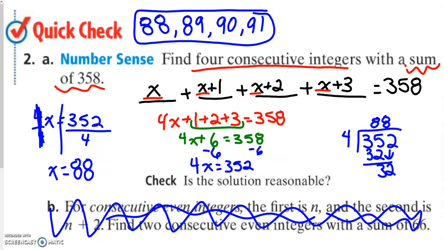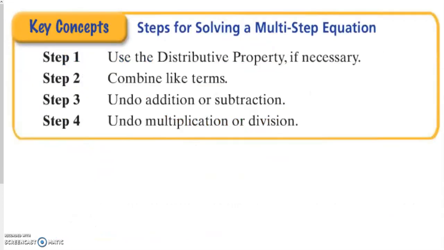So we've used 3-step equations. It is time to step it up a notch. 4-step equations. You must follow these 4 steps in this order. Step 1, distributive property. Look for the distributive property.